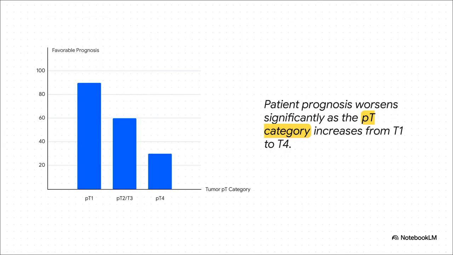And this is why those size categories are so critical. There is a direct, undeniable link between the pT category and the patient's prognosis. A pT1 tumor, small, best outlook. As you climb up to pT2, pT3, and pT4, the prognosis gets significantly worse. Your measurements with that little ruler directly map onto this survival curve.